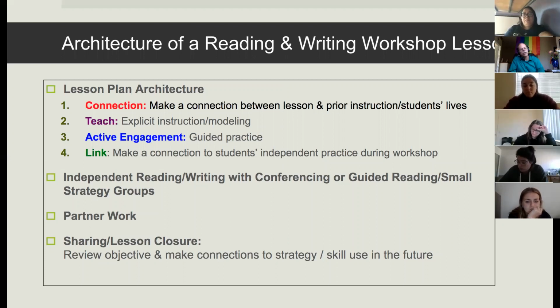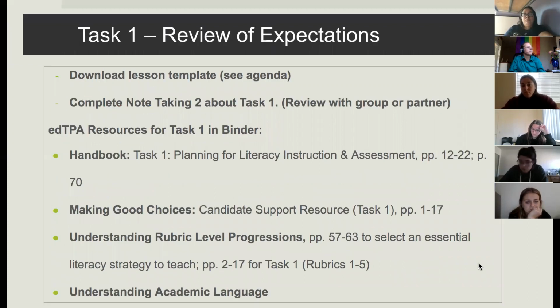And again, you want to make sure the students know the objectives. You want to repeat it at the end of your lesson so it's really clear that you've achieved that objective in the lesson with the students. So just a quick review, download that lesson template, complete. In a minute, we'll talk about this, complete note-taking 2 about task 1. In your edTPA resources for task 1 in the binder, these are all the documents you're going to refer to for task 1. And if you've got them lined out there, you can go back to the slides and you see they're all listed there as well.